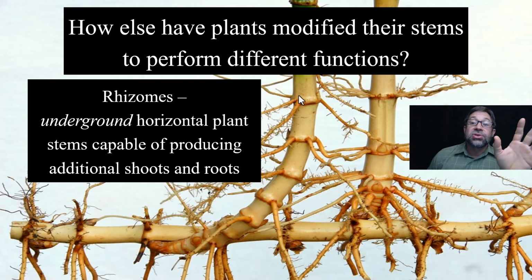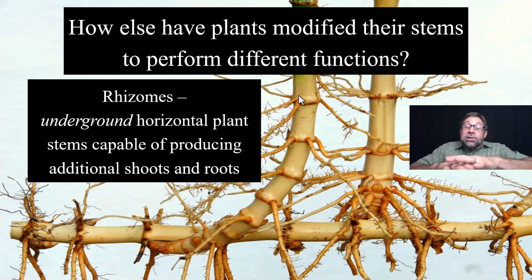And just like roots, stems can also be modified to perform different functions other than orienting the solar panels. So how else have plants modified their stems to perform different functions? Let's start with rhizomes. These are underground stems. Notice that the rhizomes are not green. They contain no chloroplasts, no chlorophyll. So the plant is using the rhizome to laterally expand so that it can capitalize on new resources.